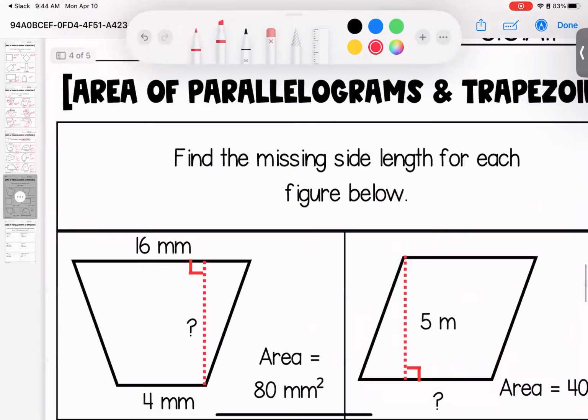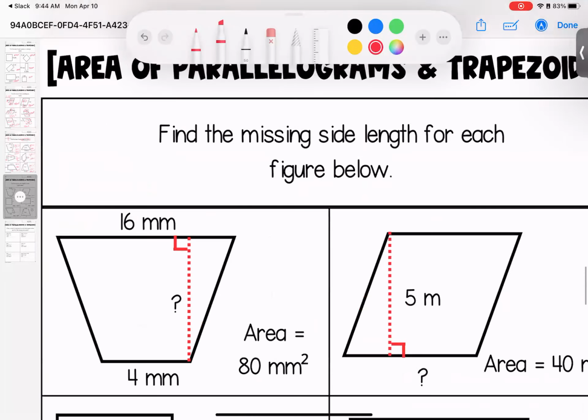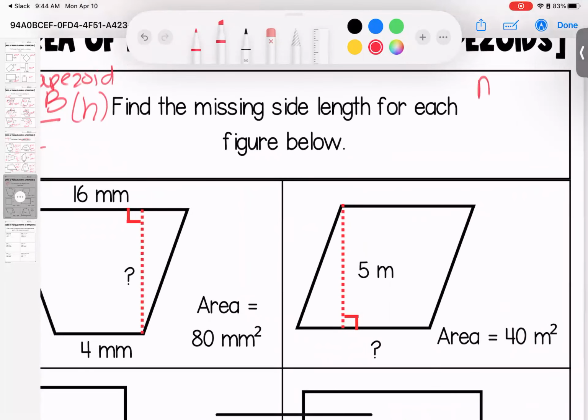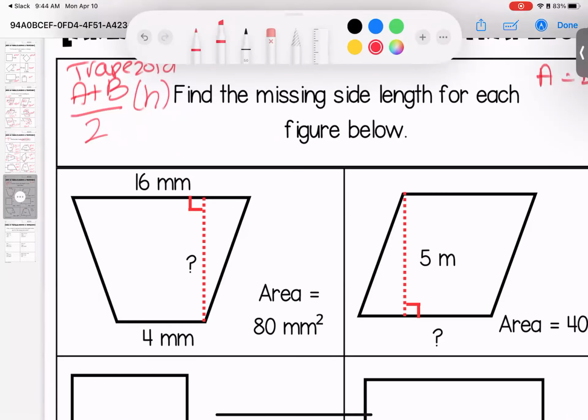All right, sweet faces, we're looking for the missing length of our shapes here. So a couple of things we're going to point out, okay? When we are dealing with trapezoids, we have A plus B cut in half times the height for traps. And then for our parallelograms, we have area equals base times height. So we need to make sure, first of all, we're using the right formula and we're filling in what we have of them, okay? So for this one, this is going to be a trapezoid.